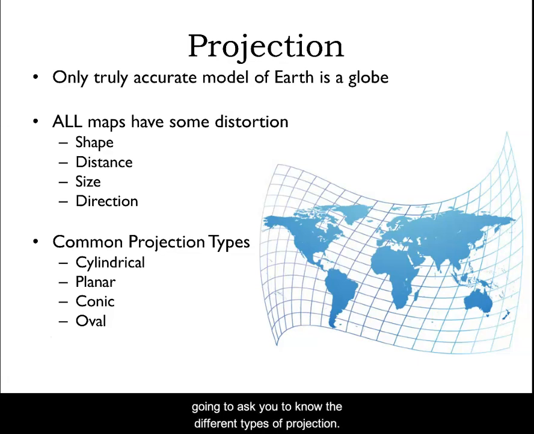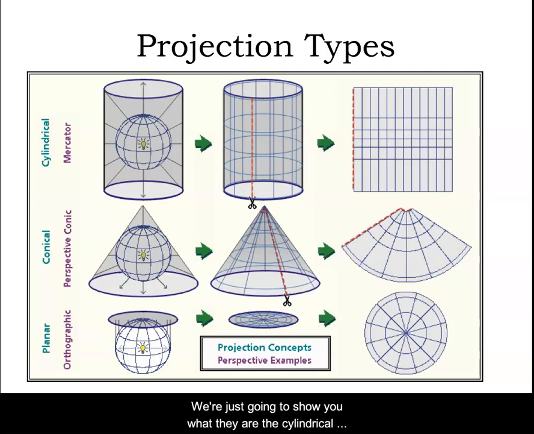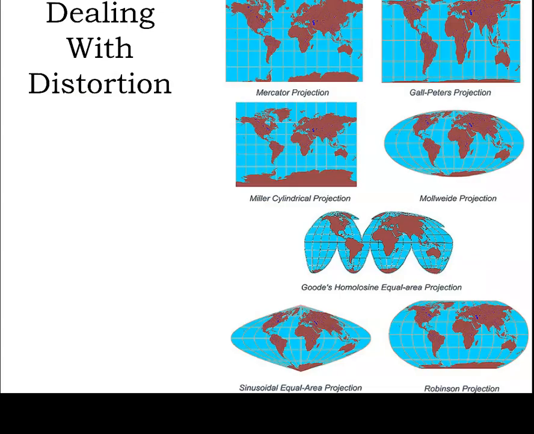I'm not going to ask you to know the different types of projection. We're just going to show you what they are, the cylindrical or the conical or the planar. And in any way we try to project that spherical image on a flat surface, we're going to have to stretch out the way that the land looks in some way, shape, or form. So that's what we're saying by distortion and projection.